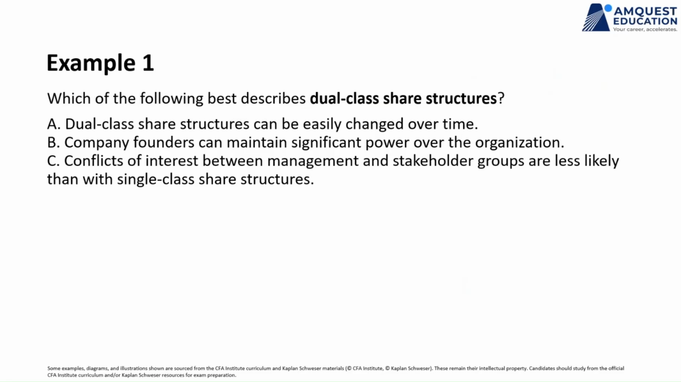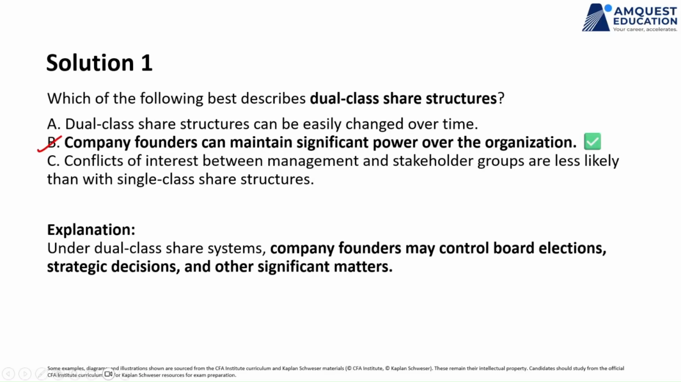So which of the following best describes the dual class share structure? Dual class share structures can be easily changed over time. Company founders can maintain significant power over the organization, or conflict of interest between management and stakeholder groups are less likely than with single class structures. Generally, dual class structures are issued to give control to the management, right? So the company founders can gain control or have power over the organization. So those are the primary reasons to issue dual class structures.